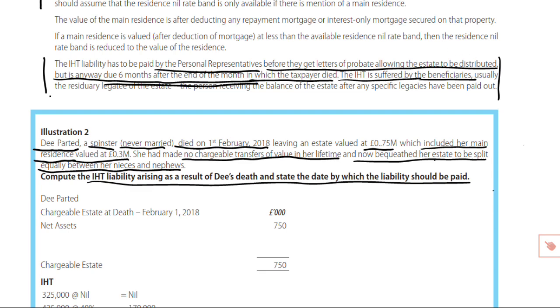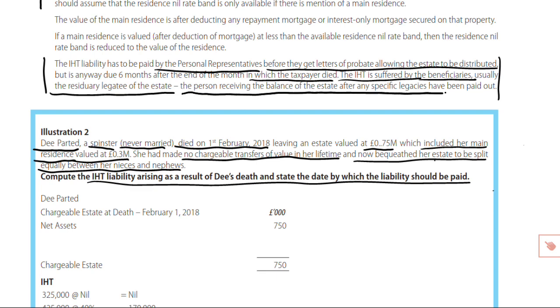Usually someone will come back to this term later. The residuary legatee of the estate is the person who usually is the one who suffers that. And that person is the person receiving the balance of the estate after any specific legacies have been paid out. Don't worry about that at this point in time. All we need to know at this point is when do the personal representatives have to pay? 6 months after the end of the month in which the death occurred.